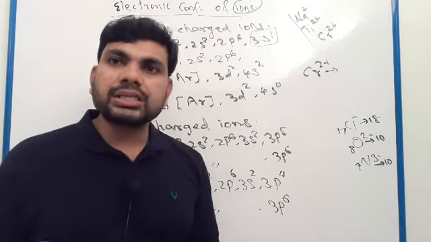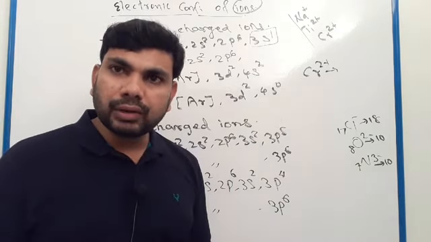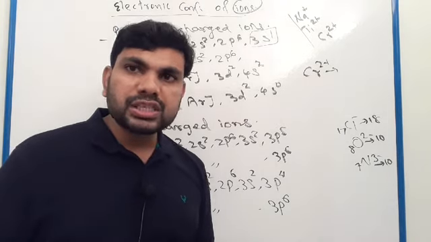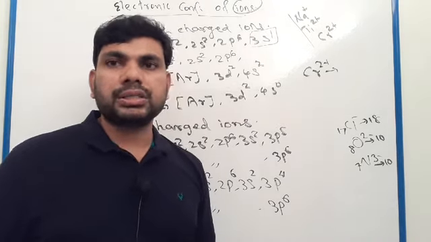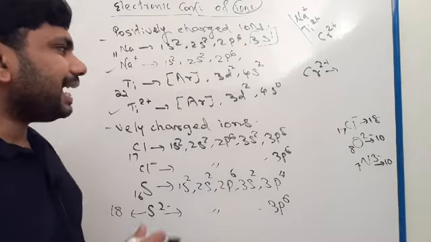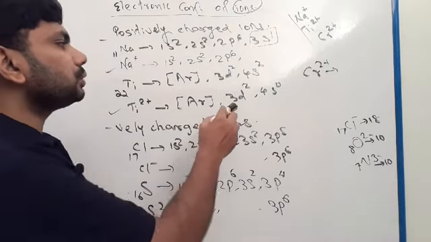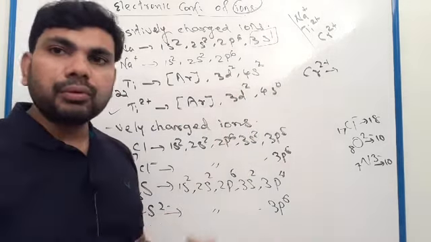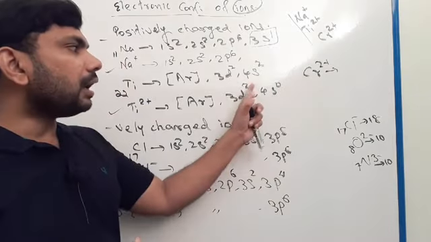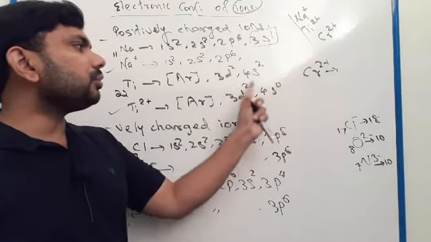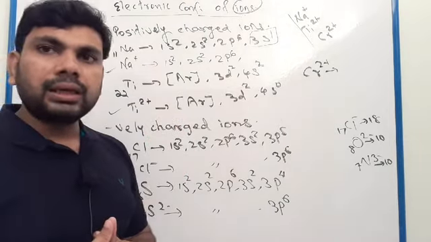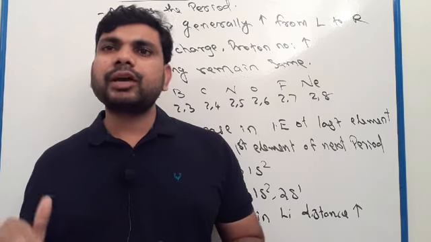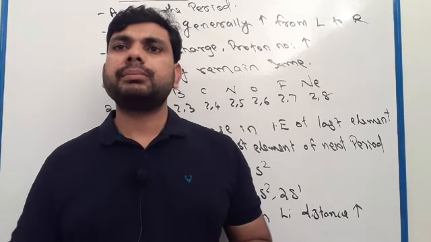Positively charged ions mean you have to remove electrons, decreasing the number of electrons. Negatively charged ions mean you have to increase the number of electrons. Also, from scandium to titanium you have to remove electrons from 4s first. After completely removing them, then you have to remove from 3d. Clear? Okay, next we have to discuss patterns of ionization energy in the periodic table.